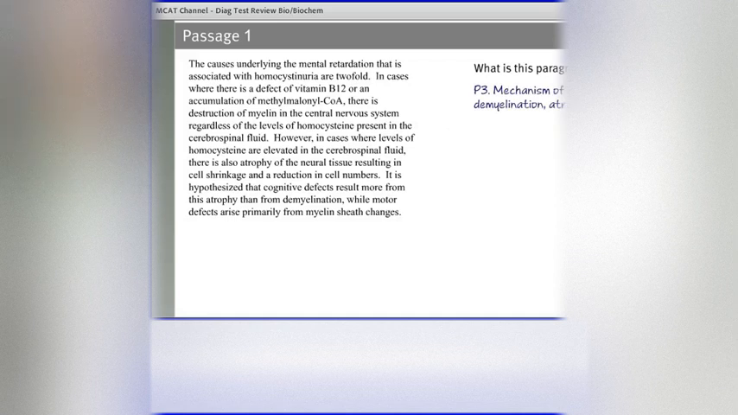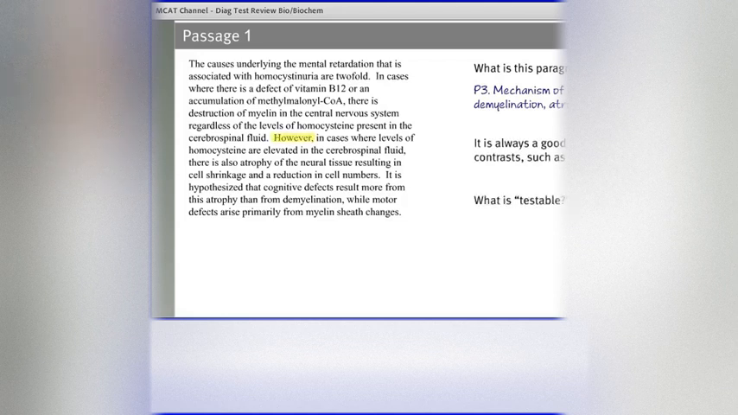Finally, we do have a bunch of information here. I could overview it as sort of a mechanism for demyelination and atrophy. There's a big ol' however right in the middle, though, where it's telling me there is also some other stuff. There's also atrophy of the neural tissue. It might have more from this than from demyelination. There's some other question marks happening in here.